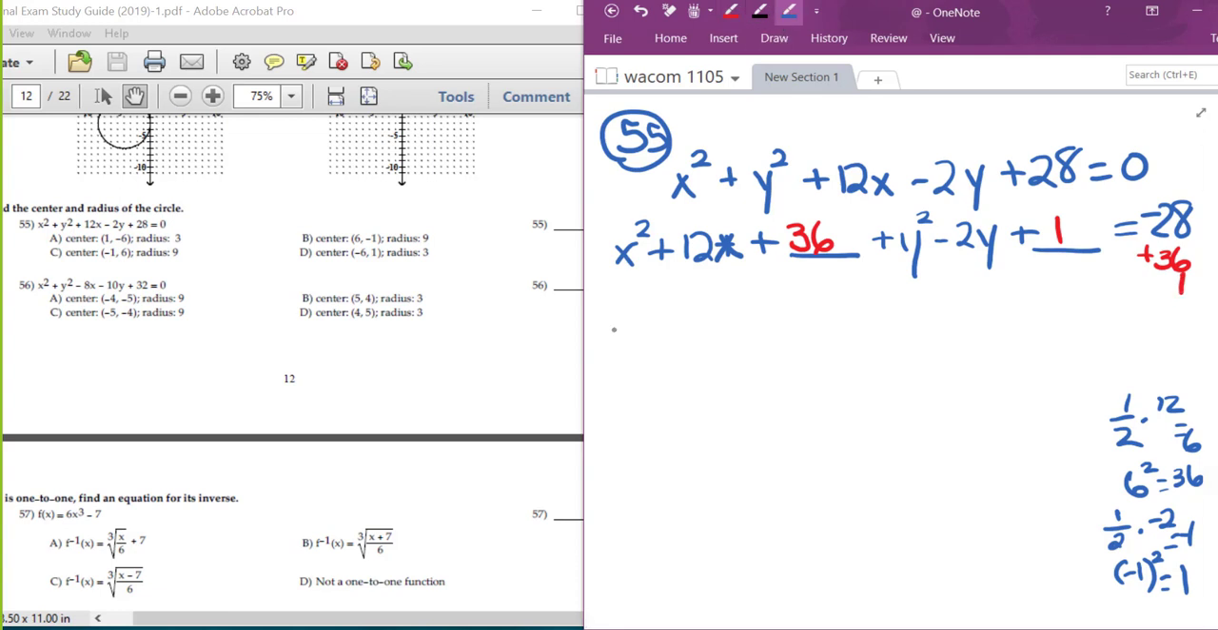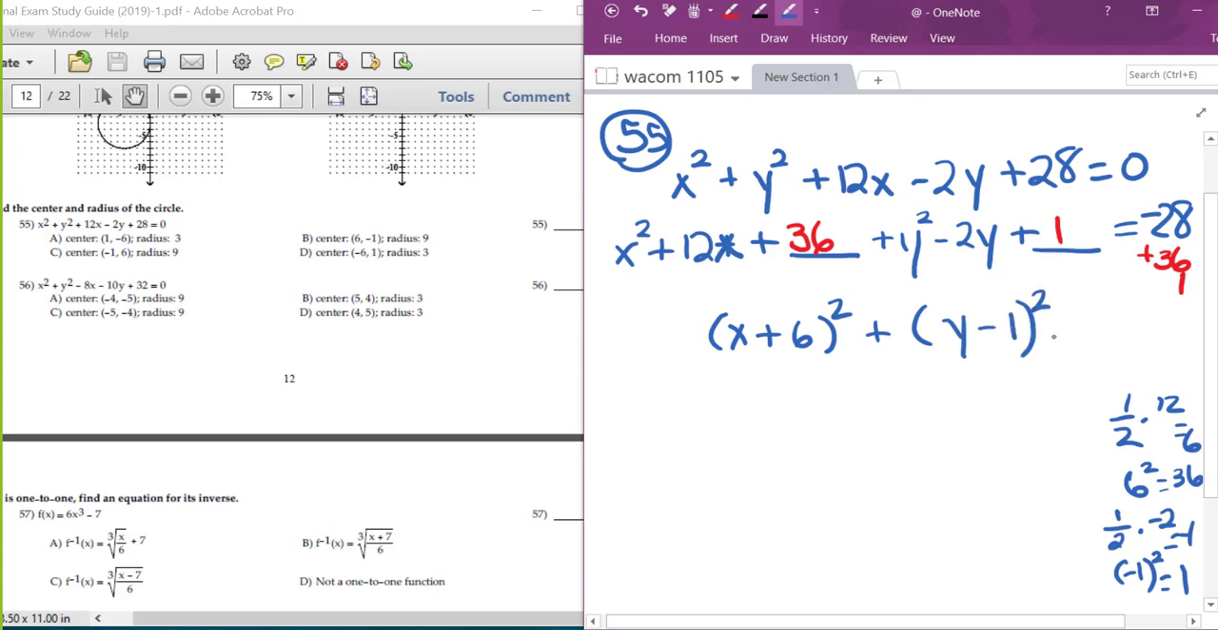Now we can factor here. And so this will be 6. It picks up this number here we found first. So this will be x plus 6 squared because they're just alike. And this one is going to be y minus 1. It picks up from right here. Or you can just factor it. Those are just alike. And so I have 37 minus 28 is 9.